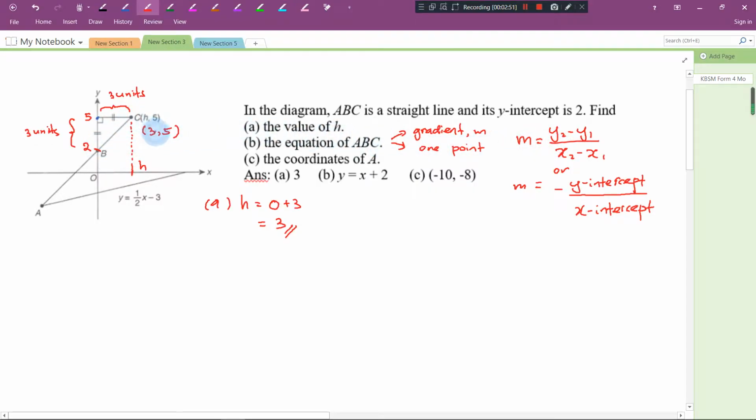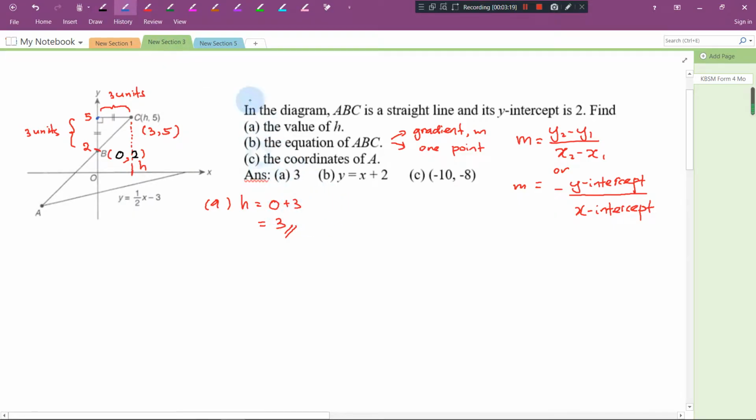So we have this point, which is (3, 5). We have this point, we have 2, but this is not a complete coordinate. We need a complete coordinate. On the y-axis, x is equal to 0, and y is equal to 2. Now I have the coordinates for point B and point C. Then I will have no problem finding the gradient for this straight line.